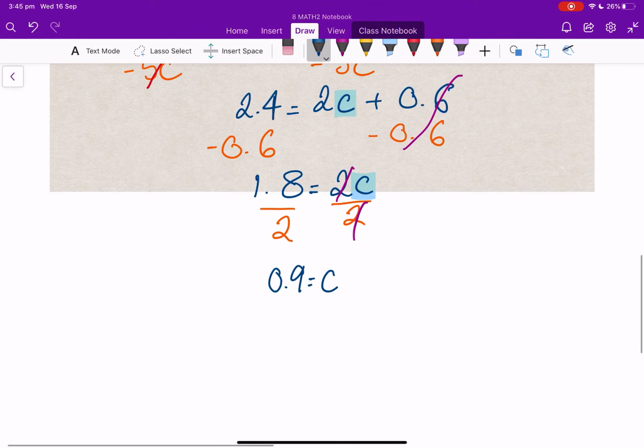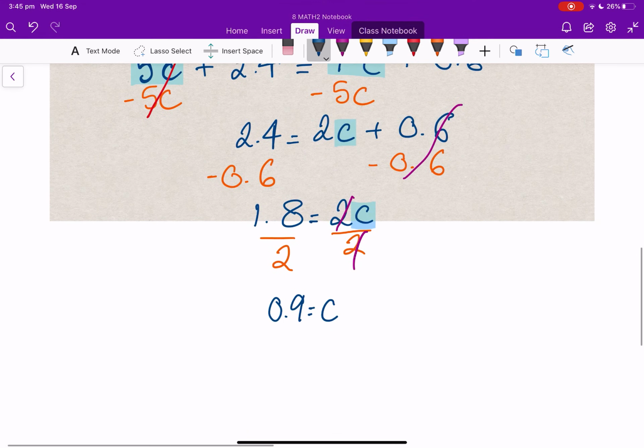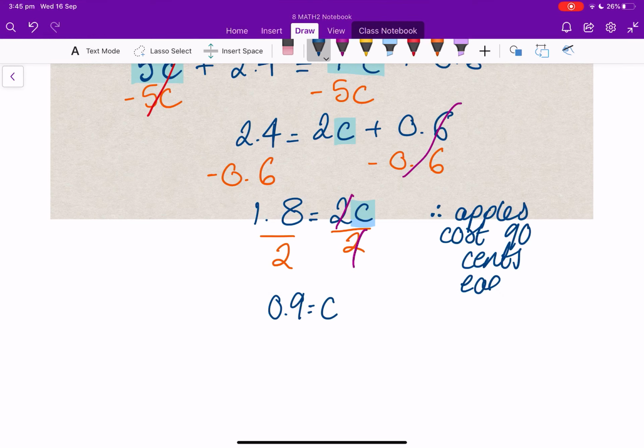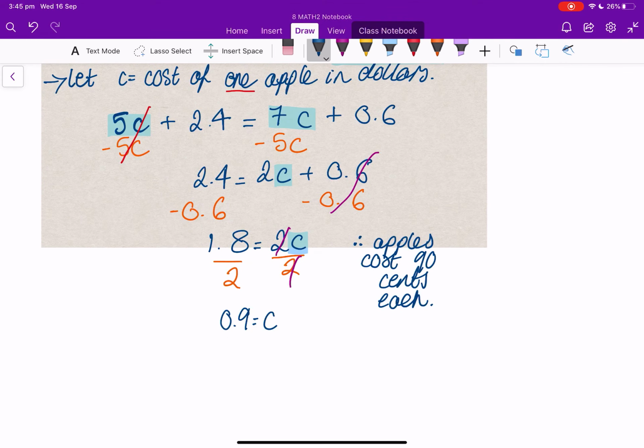So I'm going to do step 4, which is answer the original question. So therefore, apples cost 90 cents each. Okay. And that's your final answer.